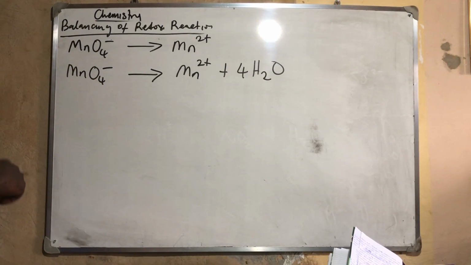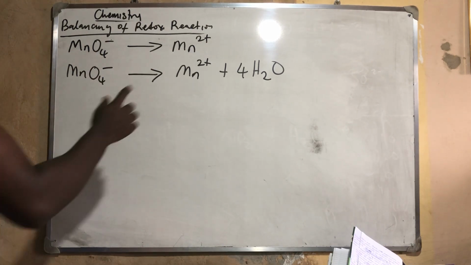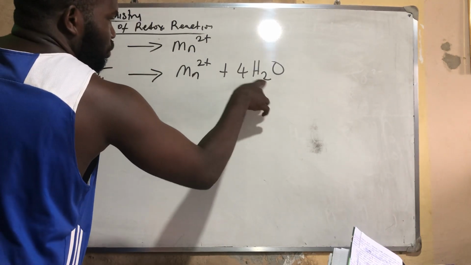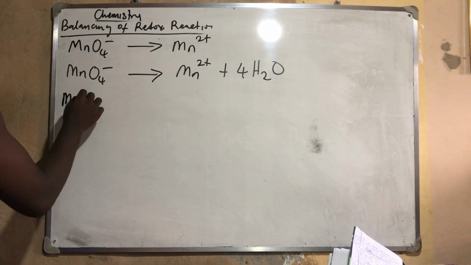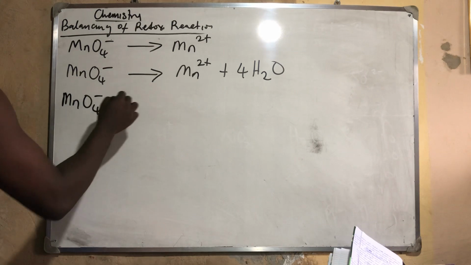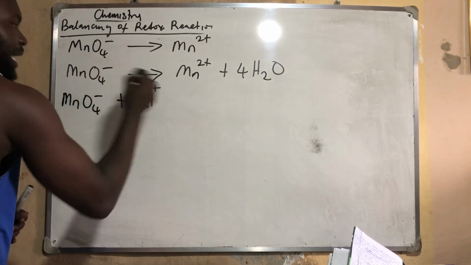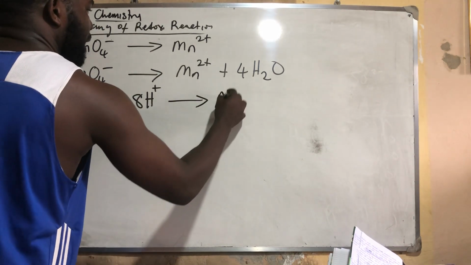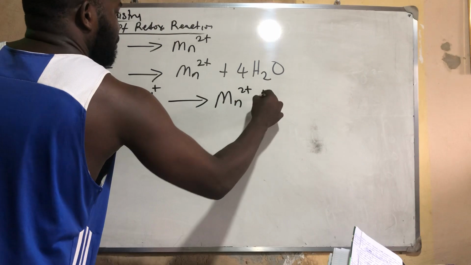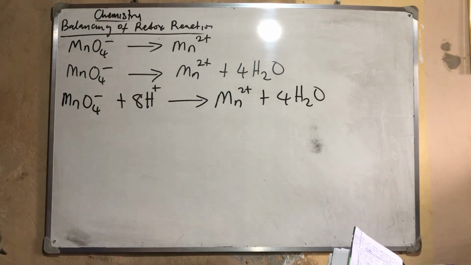Now the next thing we do is we add hydrogen to the side that does not have water. The total number of hydrogen here is 2 times this is 8. So we're adding 8 to this side. So I have MnO4 minus plus 8 hydrogen. But don't forget that the hydrogen you are adding is hydrogen ion, not hydrogen atom. Okay? To give you Mn2 plus 4H2O. And then you're almost done.